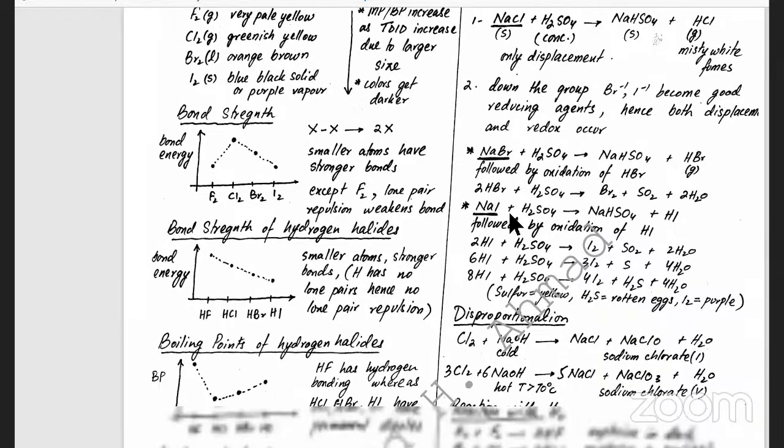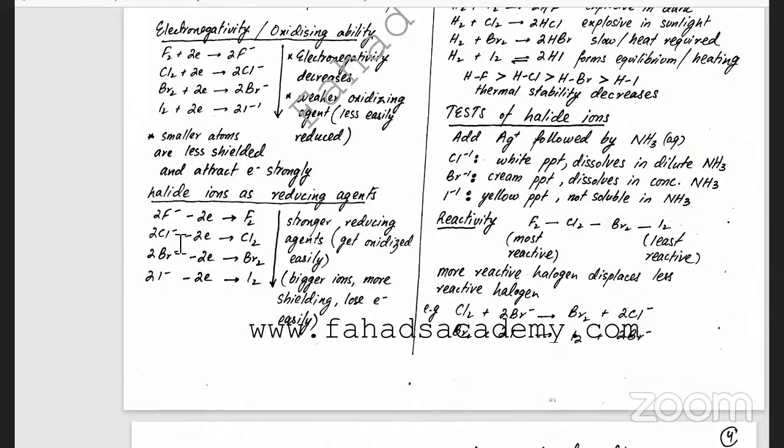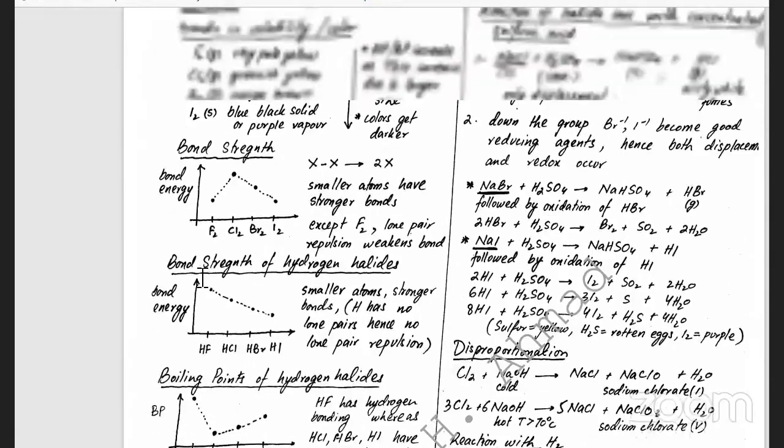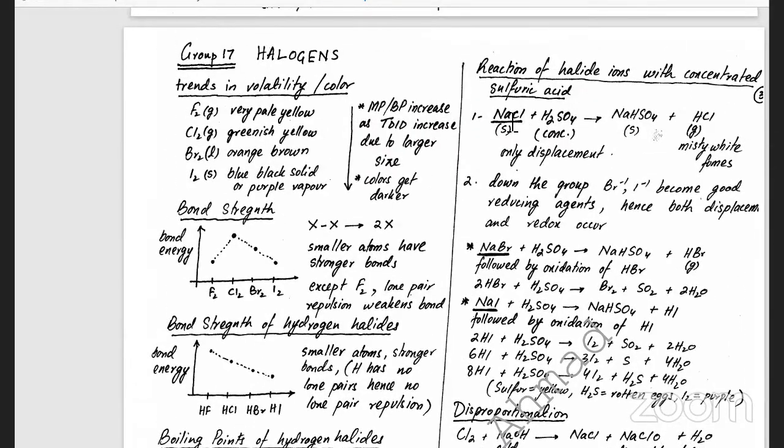What happens is that Cl minus one is not a good reducing agent. Cl minus one attracts its electrons very strongly. It does not like to lose electrons. But the bottom ones, Br minus one and I minus one, are very good reducing agents. They are bigger ions, so they lose electrons very easily. So in the case of sulfuric acid, if you react it with NaCl, you don't get a redox reaction. You just get a displacement reaction only.